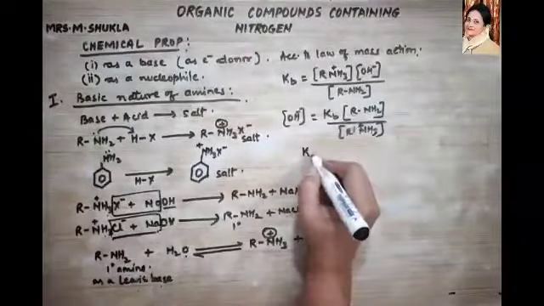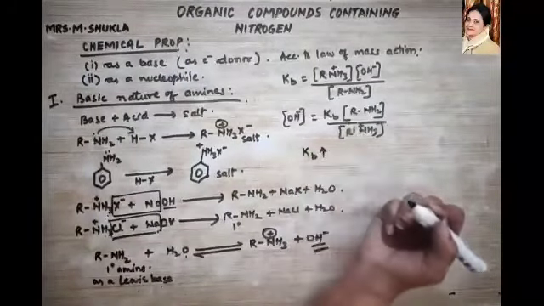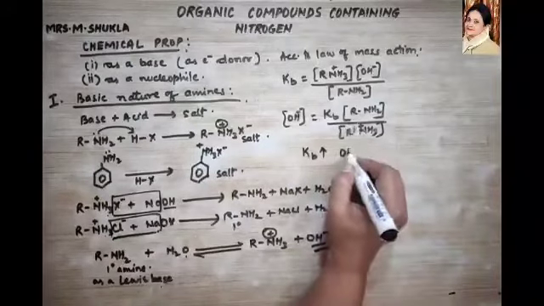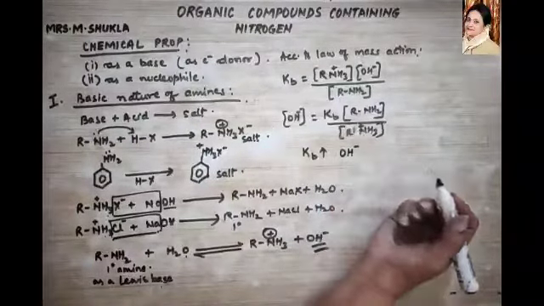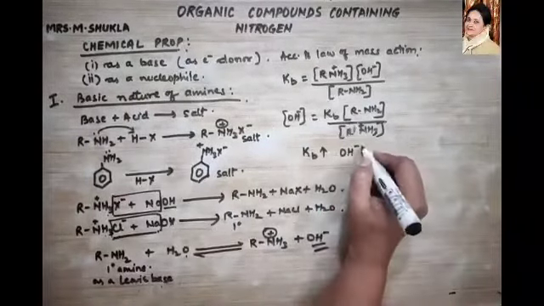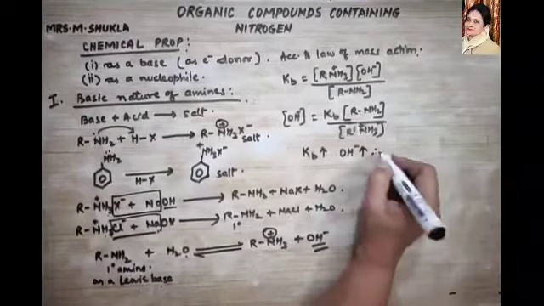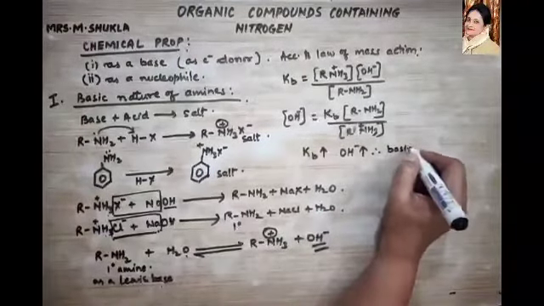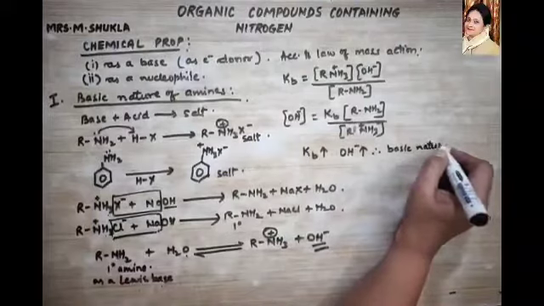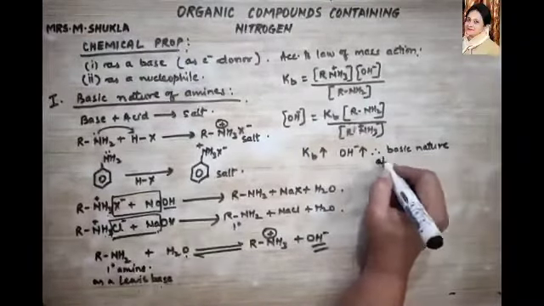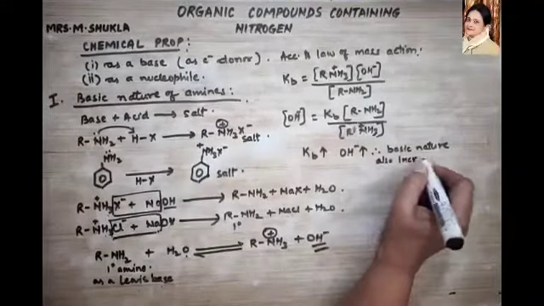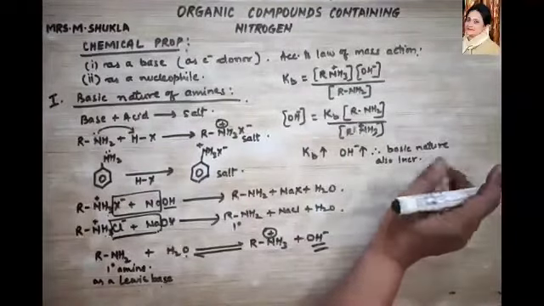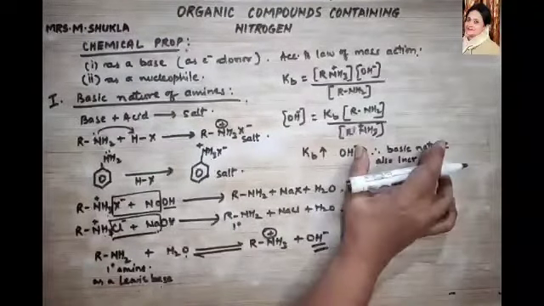So over here, what do we know? As the value of the dissociation constant increases, the concentration of OH increases. If the concentration of OH is increasing, therefore basic nature also increases. Is this point very clear to all of you?